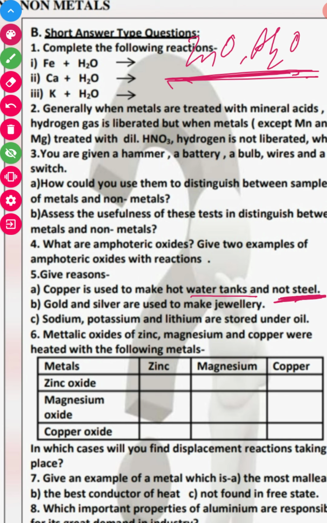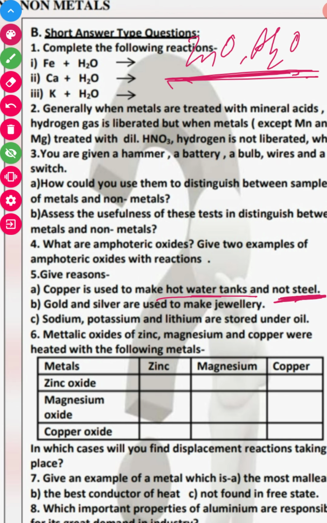Let me repeat this. Copper is used to make hot water tanks because copper does not react with cold water, hot water, or the steam. Whereas steel is an alloy of iron, and iron reacts with water, right? Iron reacts with water and with steam or hot water. So we cannot use iron for making tanks, whereas copper is used for making tanks, right?